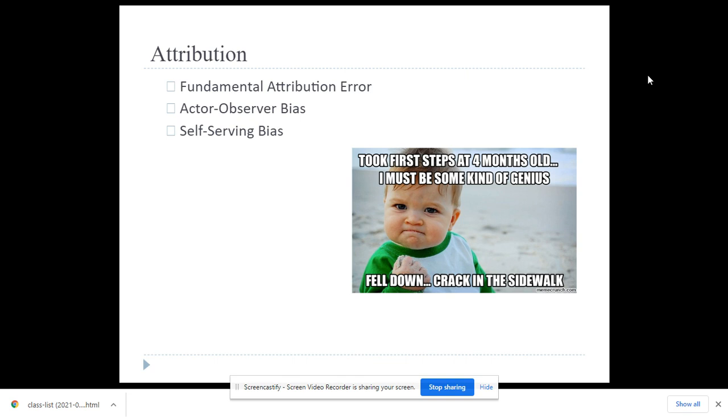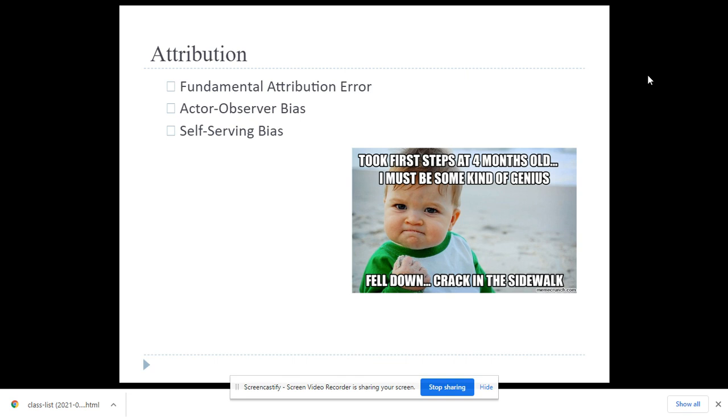This leads us to the fundamental attribution error. The fundamental attribution error says that when someone else does bad behavior, we will explain it through an internal attribution. We're saying there's a problem with that person. But in truth, most of the time it's external, it's situational. But we don't want to believe that when we see it from other people.